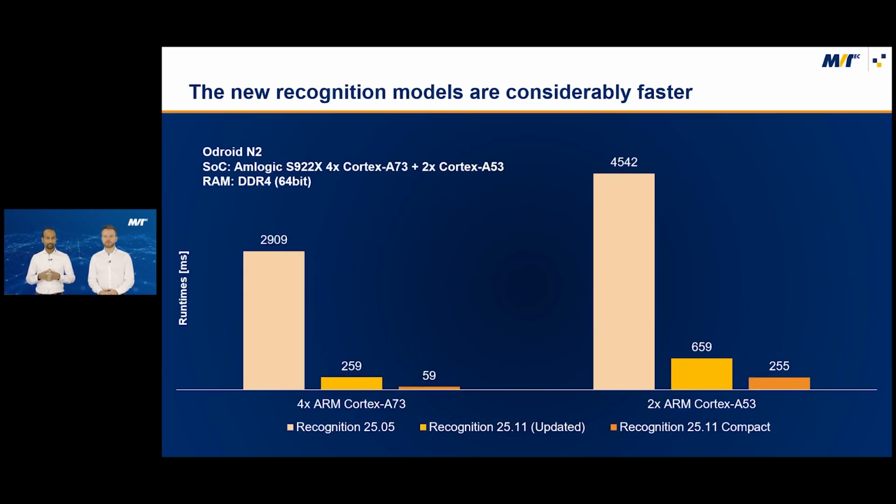On an ARM Cortex platform, you can see that the inference times for both the new default recognition model and the compact model are way faster than the recognition model from the previous version. And what's more impressive is especially the compact model, which performs even faster than the default recognition model. So it makes it a very effective choice to use compact models on embedded platforms because the runtimes are very, very fast.